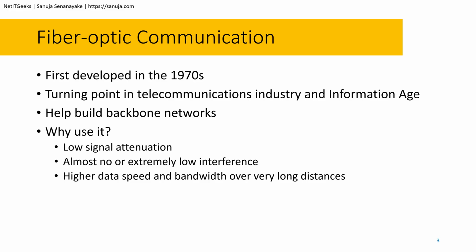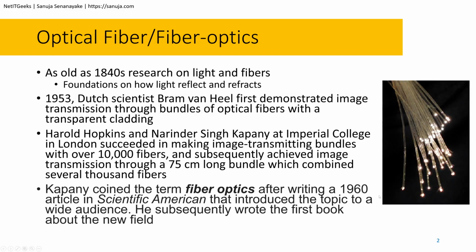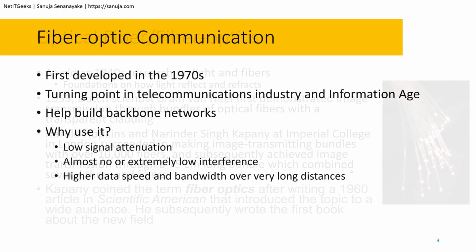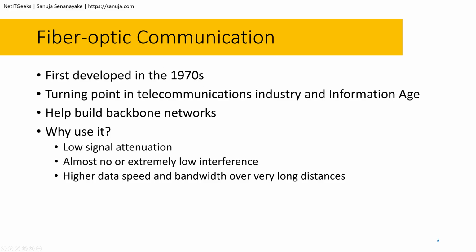So why do we use it? I already mentioned a few things. Low signal attenuation, almost no or extremely low interference. So there is no electromagnetic interference with fiber optic cables, and higher data speeds and bandwidth over long distances. So this is important to remember. The paper published in 1960 laid the groundwork and foundation for fiber optics communication, and in the 1970s, this became a viable option for us to use in large-scale networks.